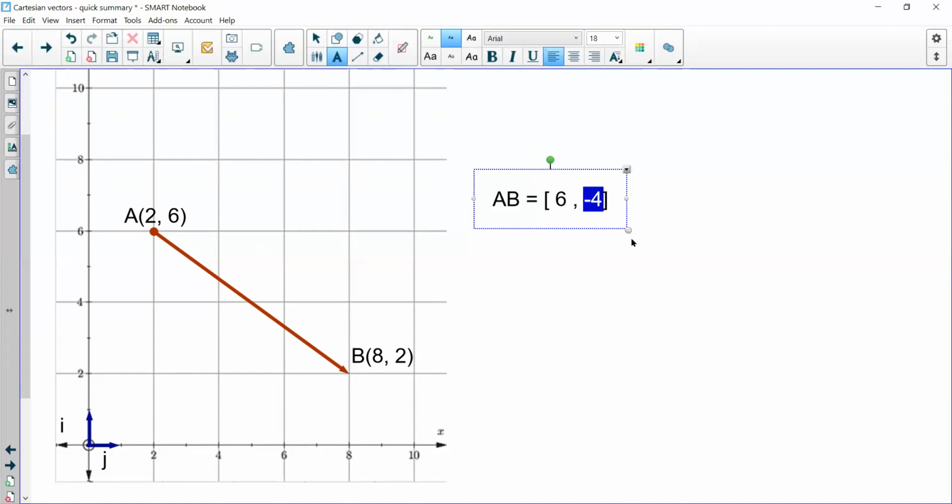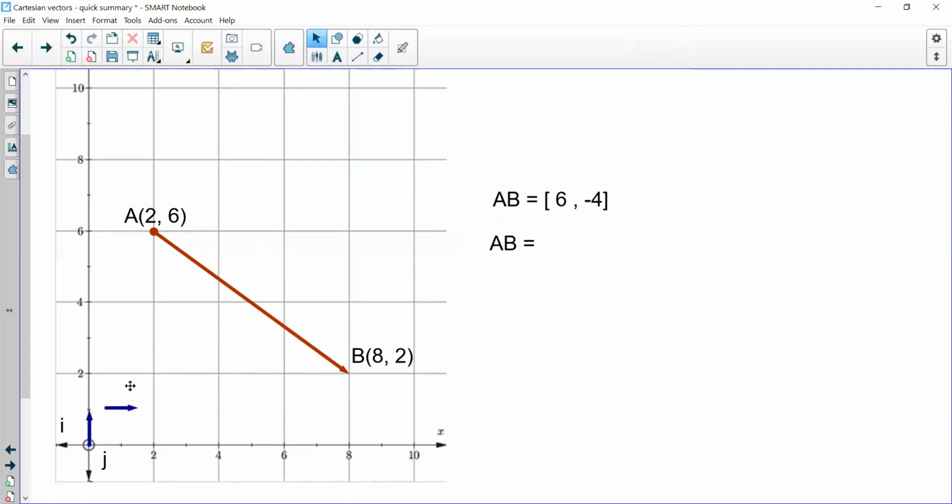Okay. Now, with unit vector form, it's a pretty simple process. You essentially take a look at the values that you have in the component form and match them up with i and j. Now, i and j always point in the positive direction. So if I have to travel 6 units horizontally to get from A to B, then I'm going to need 6 of these.